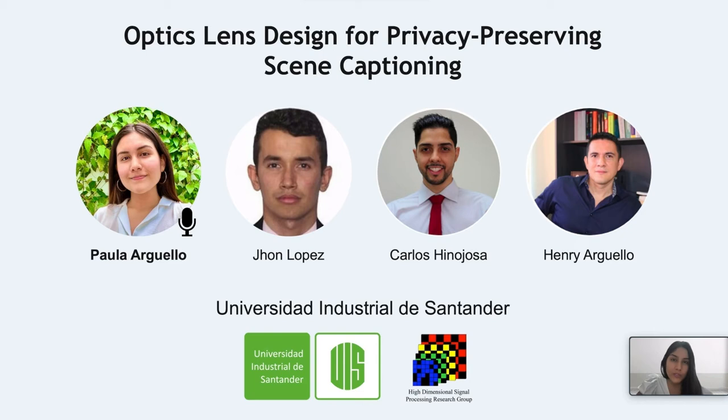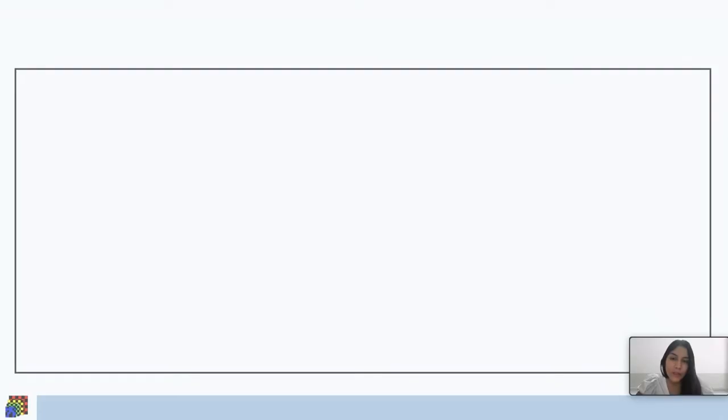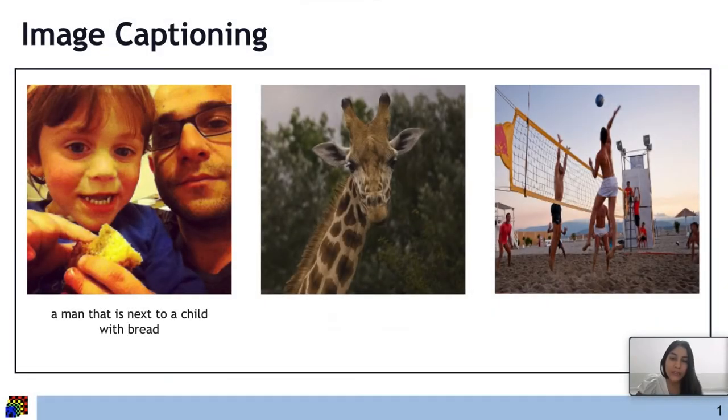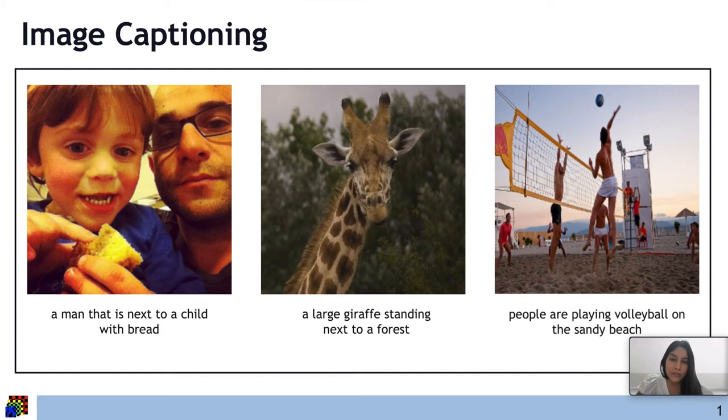Today I'm going to present our work titled Optics-less Design for Privacy-Preserving Scene Captioning. To begin with, the image caption task consists of describing scenes captured in an image in a single sentence, as you can see in the following examples.